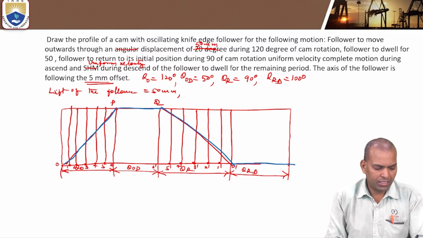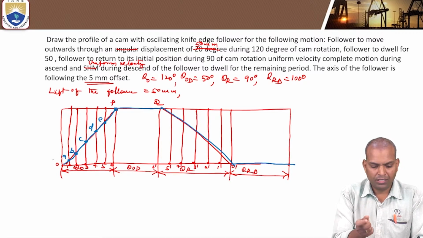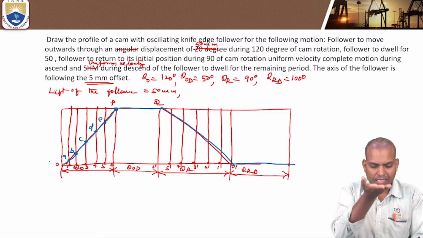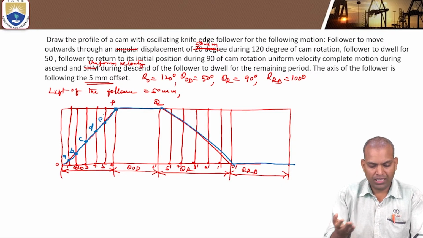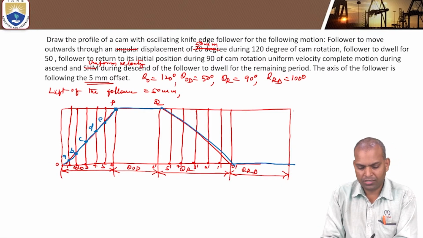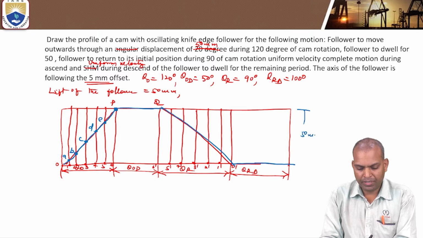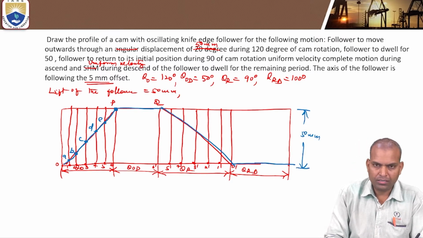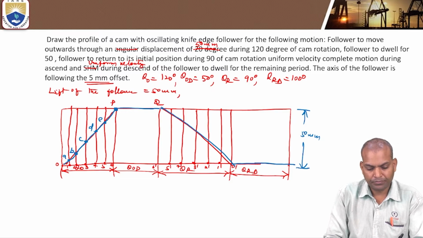For each 20 degrees of rotation of the cam, the follower moves first to A, then B, C, D, E, and then P. At the end of 120 degrees, the follower has ascended up to P. The distance from 6 to P is 50 millimeters, the maximum distance traveled by the follower.